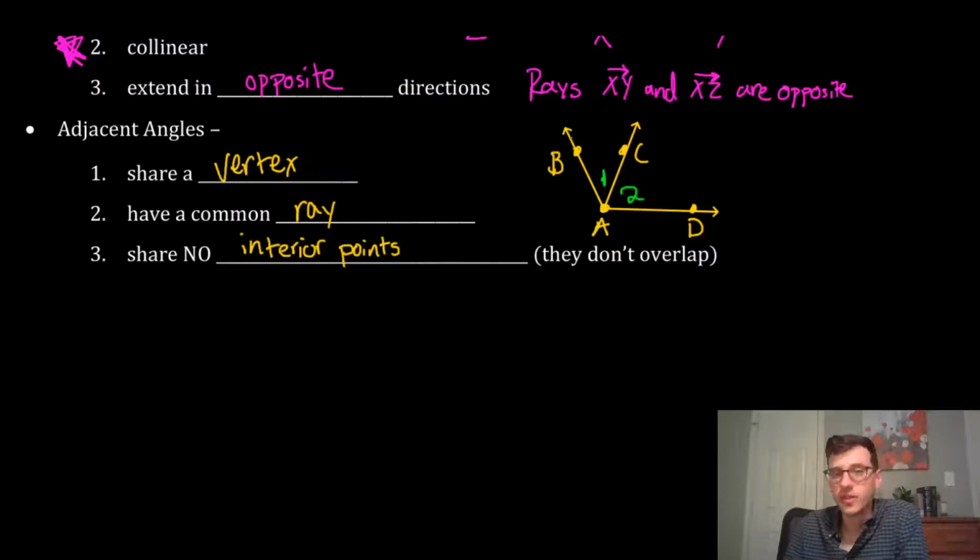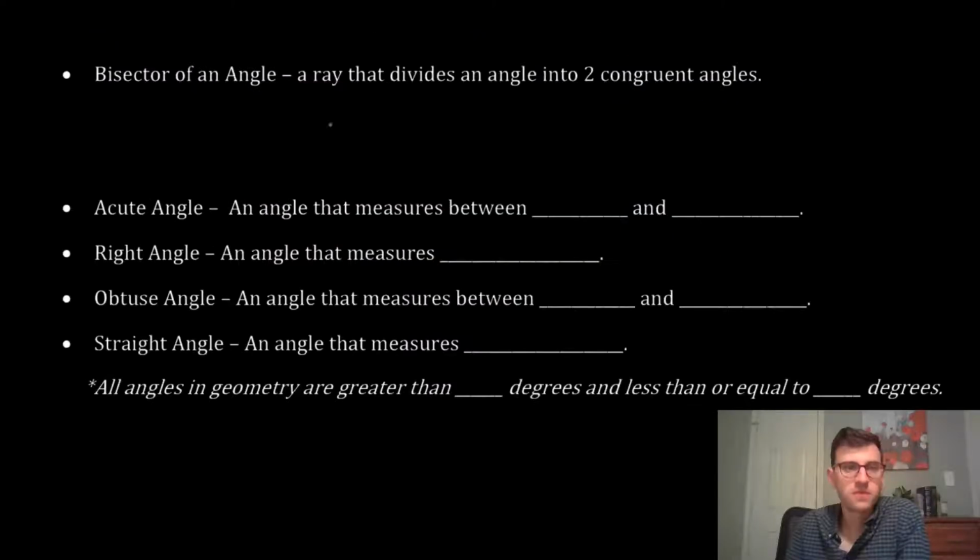I wouldn't call something like angle BAC, right, angle 1, that's not adjacent to angle BAD. Right, they're only adjacent if they don't overlap. So hopefully pretty straightforward. Adjacent angles are right next to each other, they share a vertex, they have a common ray. Okay, so we're gonna skip over some stuff and get to talking about different types of angles.